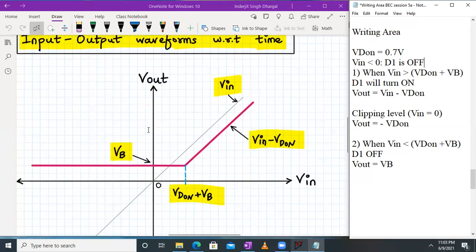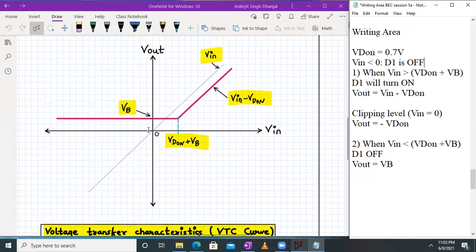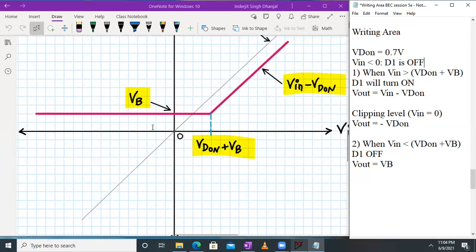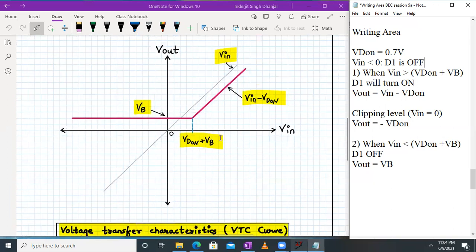Now let us check the input output wave, I mean the VTC curve. So the VTC curve is also very straightforward over here. V in, V out will be equal to VB, so just draw the VB on the V out level. V out will be equal to VB until V in is less than VD on plus VB. Until V in is less than VD on plus VB, my output will be VB.